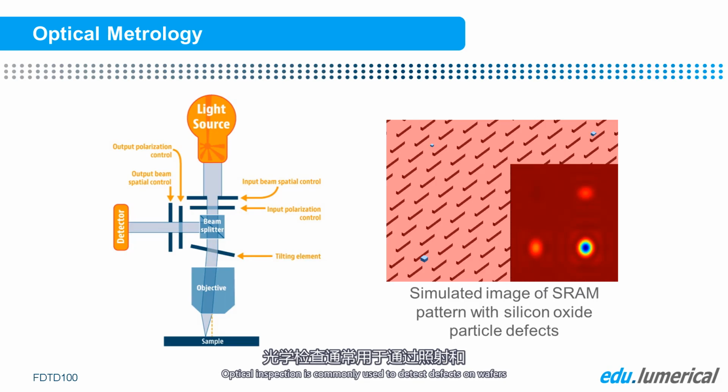Optical inspection is commonly used to detect defects on wafers by illuminating and analyzing the reflected scattering from a surface. We can use simulations to characterize the scattering for different illumination and collection modes of the system, to optimize parameters of the imaging system, to maximize the measured intensity of the scattering from a defect.